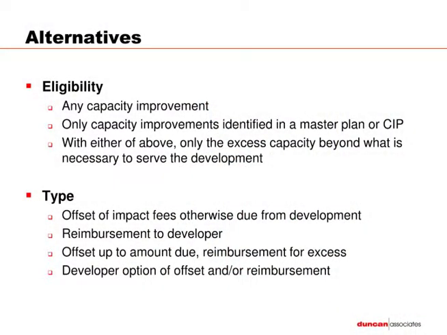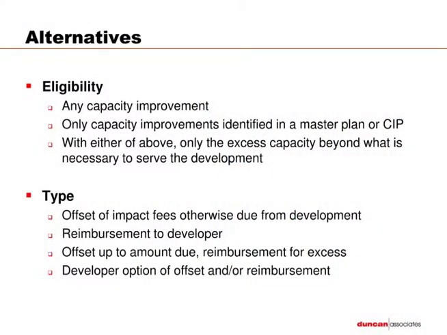Another approach is only capacity improvements identified in a master plan or a capital improvements plan. Sometimes that varies. If it's in our long-range plan for right-of-way acquisition, then that's eligible. But if it's an actual improvement, it's got to be in our CIP, a shorter-term plan.